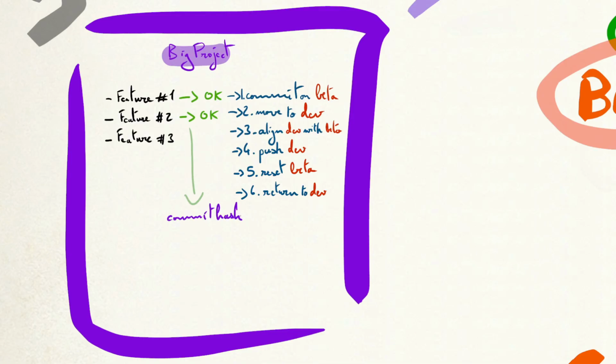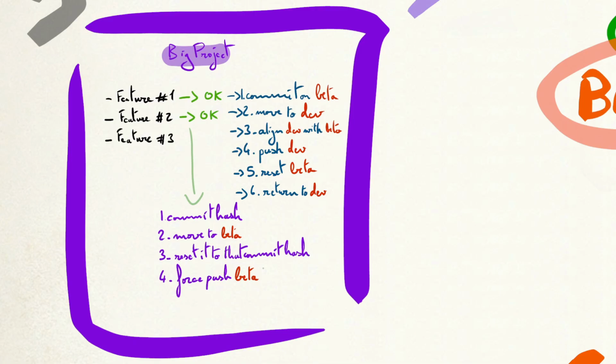What you want to do is find the commit hash. This is step number 1. Then you move to the beta branch. Remember that you had been working so far on the dev branch. And then you reset beta to that commit hash. And that's how you push feature 1 and feature 2 to beta. And then of course you just force push beta onto GitHub, and then the CI/CD pipeline is going to push that onto the server in a clean way.